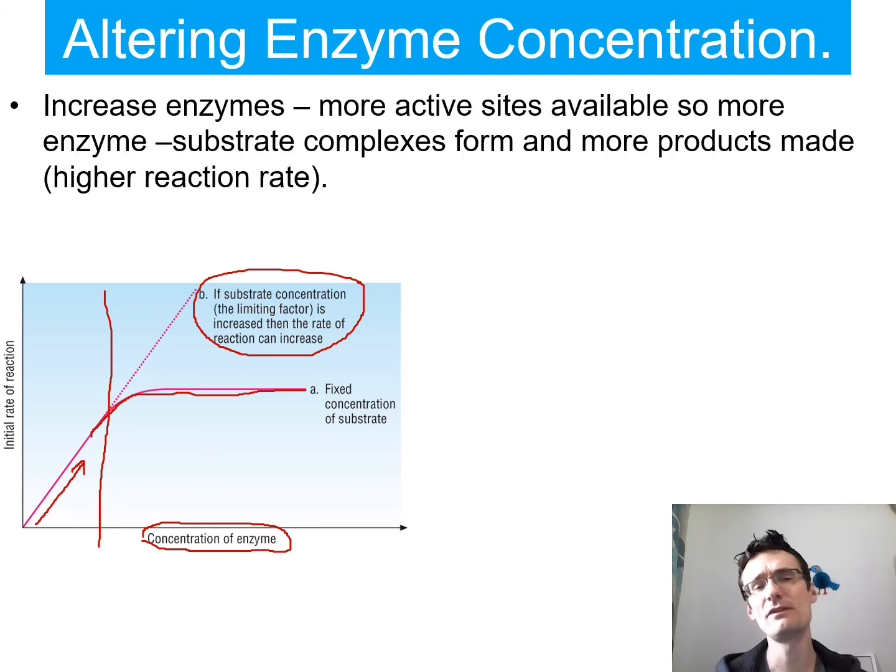So what do we need to know? Well, if you increase the enzymes, you get more active sites available. Therefore, you can have more enzyme-substrate complexes, and therefore more products happen, at a higher rate of reaction.